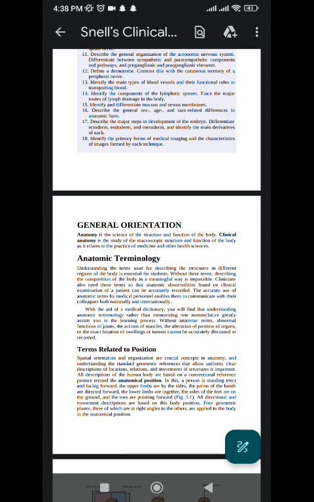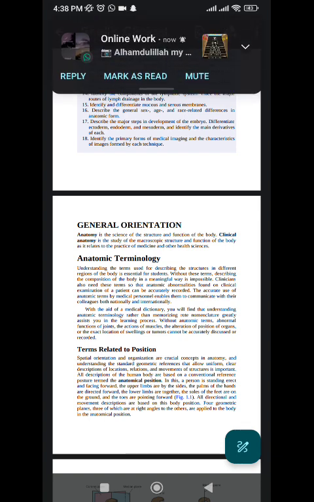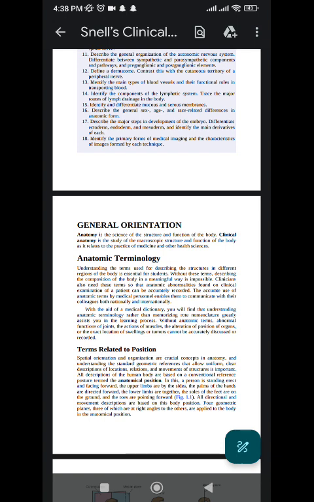All descriptions of the human body are based on a conventional reference posture termed the anatomical position. In this, a person is standing erect and directed forward, the lower limbs are together, the soles of the feet are on the ground, and the toes are pointing forward. All directional and movement descriptions are based on this body position.